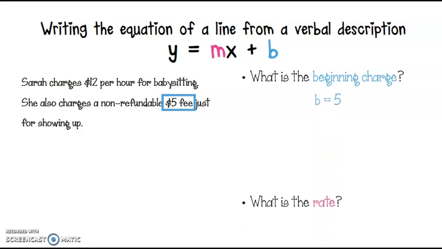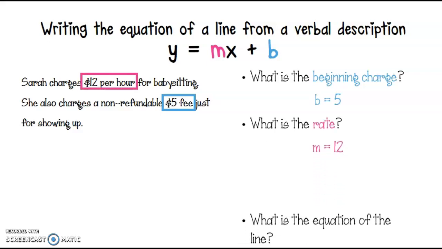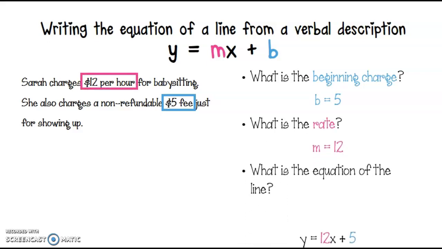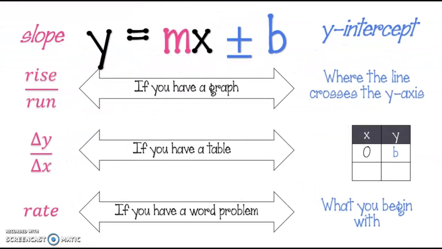So b equals 5. The rate is $12 per hour, so m equals 12. The equation of the line is going to be y equals 12x plus 5. So here are the 4 different ways that we represent slope and the y-intercept using the slope-intercept form of a line like y equals mx plus b.